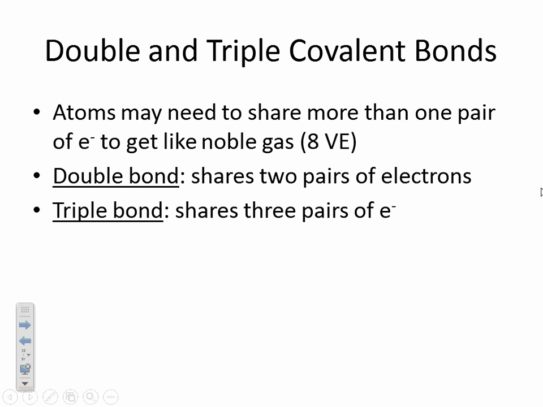And a triple bond, well, okay, sometimes between atoms we need to share 3 pairs of electrons. So a total of 6 electrons being shared between 2 atoms, all in terms of getting that stable octet so that they can be like the noble gases.